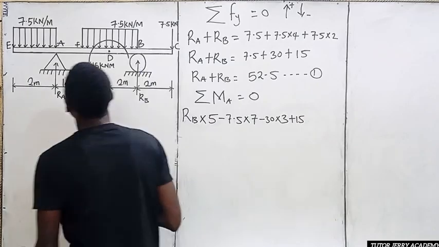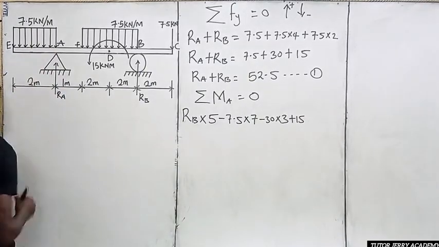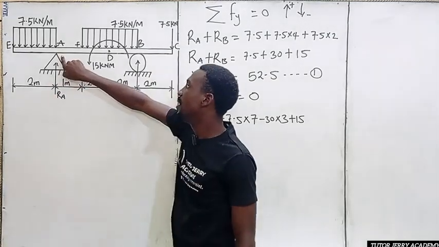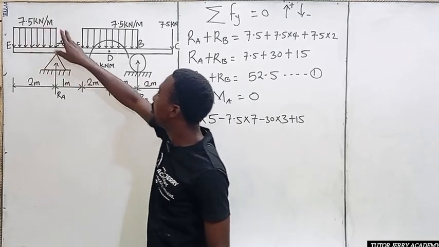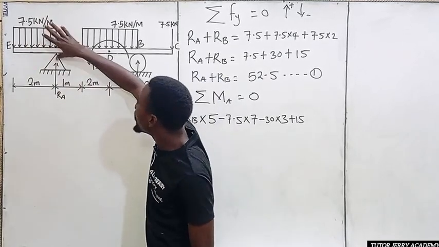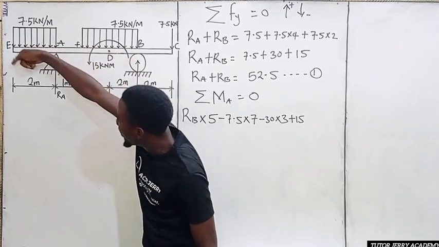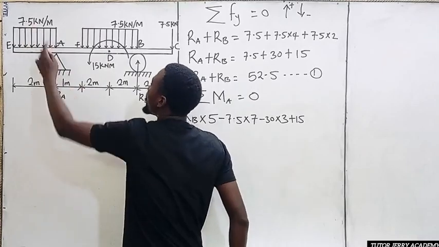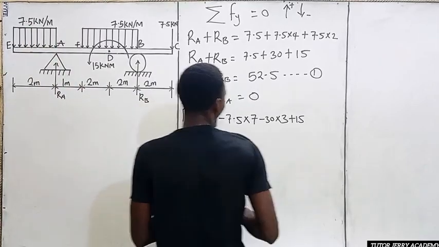All right. Now again, if you come to this side, this is our point A, right? And this is the uniform distributed load. So we are going to take this moment about this point. If you want to do that, 7.5 multiplied by 2, that is 15, right?